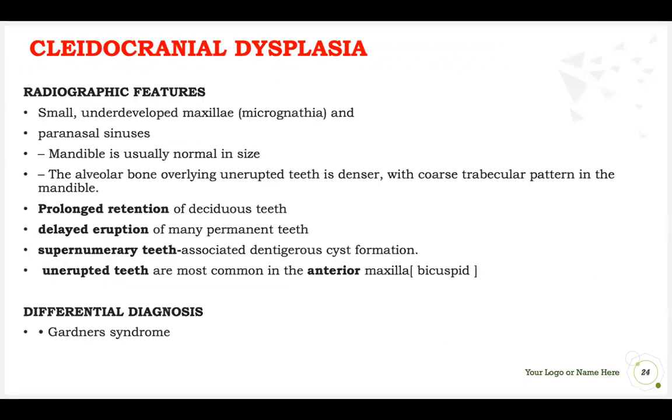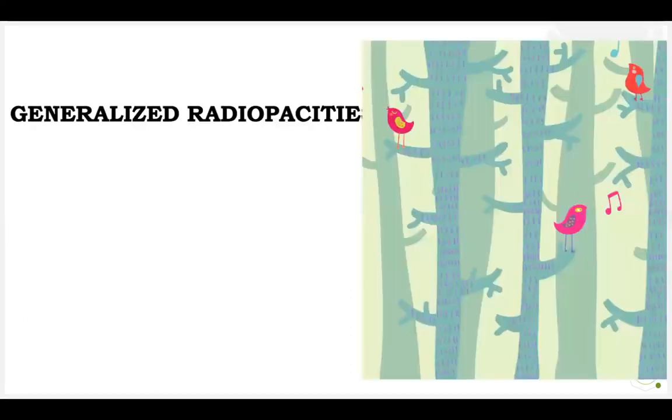Cleidocranial dysplasia, again, radiographically, you will see that there is a small, underdeveloped maxilla, usually micrognathic. Paranasal sinuses also will be affected. Mandible is usually normal in size. There will be prolonged retention of deciduous teeth, delayed eruption, supernumerary teeth with dentigerous cyst formation. Unerupted teeth are the most common in the anterior maxilla. Differential diagnosis is Gardner's syndrome.